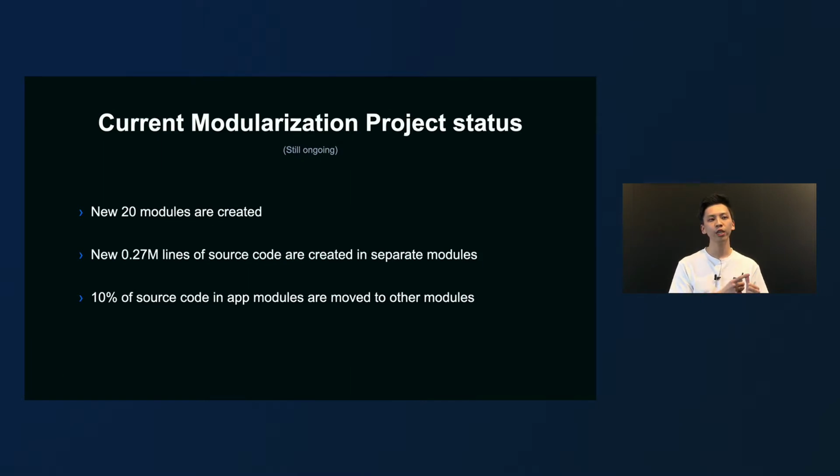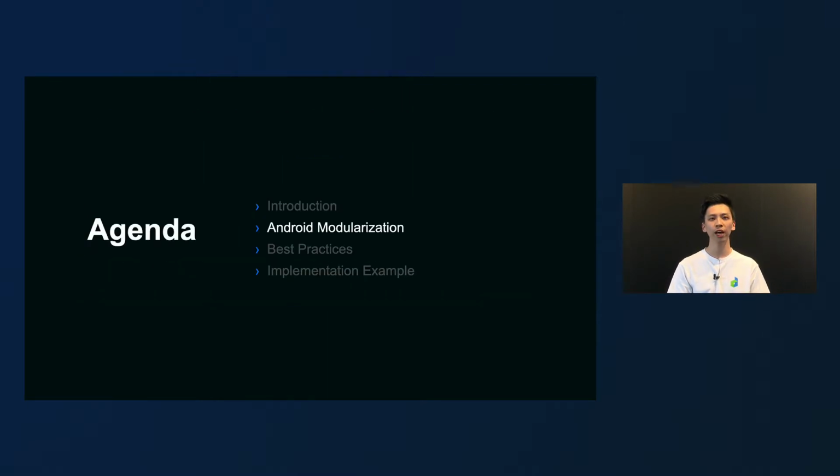We have 20 new modules created, and 0.27 million lines of source code are in separate modules, not in the app module. And most importantly, we decreased the proportion of the source code in the app module from 66% to 56%. So now I'm going to briefly talk about Android modularization and how we approach it in our Line Android project.